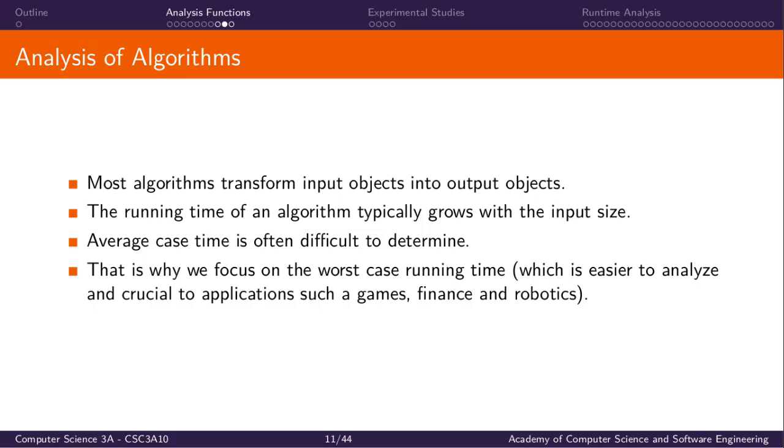So most of the algorithms that we deal with actually do some work on objects that are passed to them, and then output some other object once that work has been done. So they transform the input object into an output object, and the runtime generally grows as a function of the input size. The larger the input, the longer it takes for us to transform that to some output. It's difficult to actually calculate the average time.